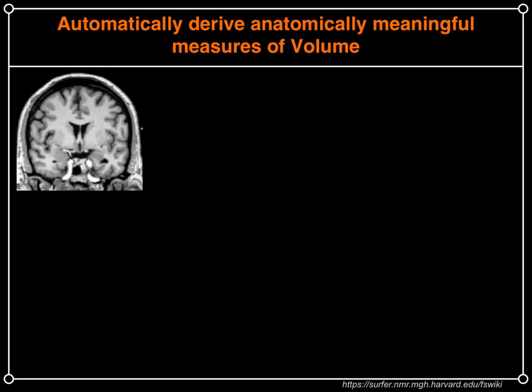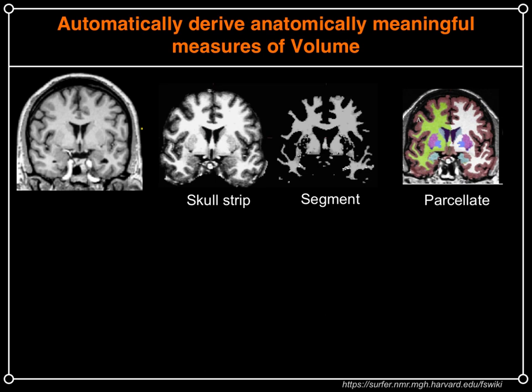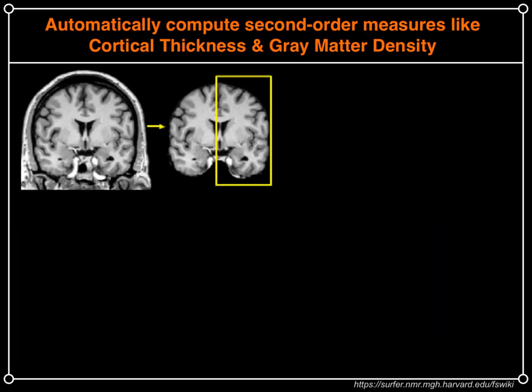What we can do in terms of research is take these same images and use software packages developed by neuroscientists to skull strip, segment these into different tissue classes, and parcellate them into an atlas, into different lobes, different subcortical structures, and so on. And from this, you can then compute subject-specific measures of the volume of cortical and subcortical areas. You can also extract higher or second-order measures. It's all from the same data.